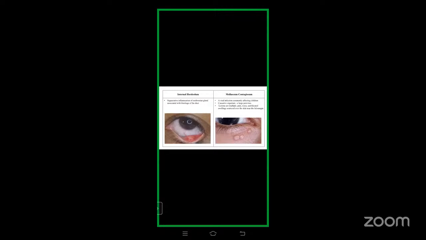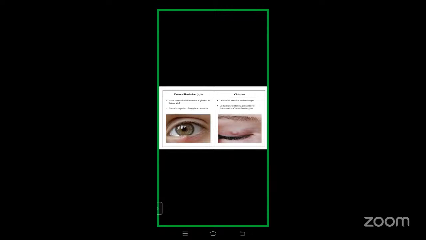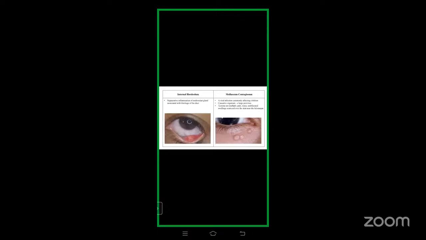So basically, how can we differentiate between these three: external hordeolum will be majorly in the lid margin. Chalazion will be in the tarsal region where the meibomian glands are present. Internal hordeolum will be with the meibomian gland and blockage of the duct. So basically from the center till the lid margin, it will be present. It is mainly seen in the inside of the lid. Then next one is molluscum contagiosum. As he said, this is a viral infection. It's like what we see in chicken pox. So we are seeing this kind of lesions near the eyelid.